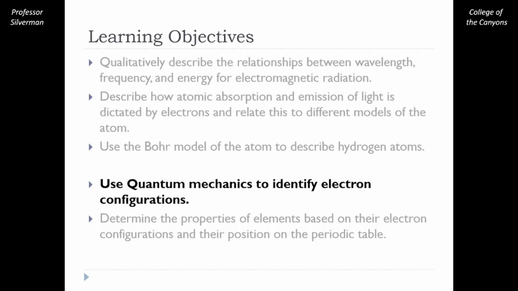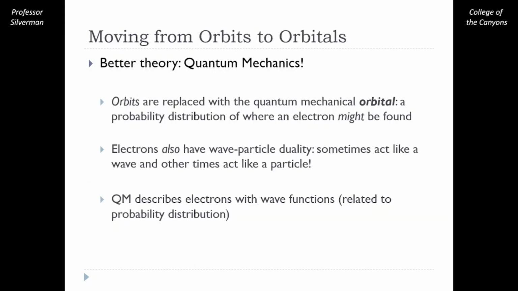Today we're going to use quantum mechanics to identify electron configurations. In our previous video, we introduced the Bohr model of the atom, which is great if we have a single electron in our atom. This is not really true for things beyond hydrogen, so we need to introduce a better system. Our better theory is known as quantum mechanics.